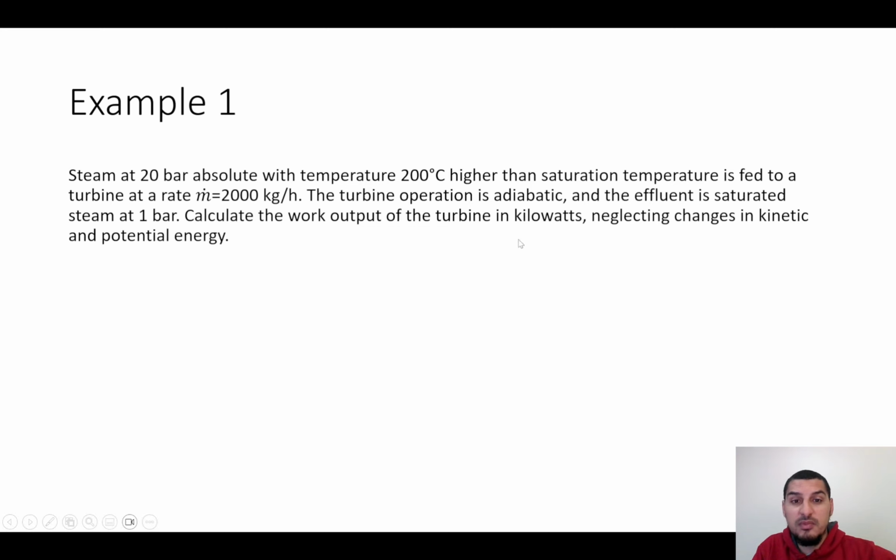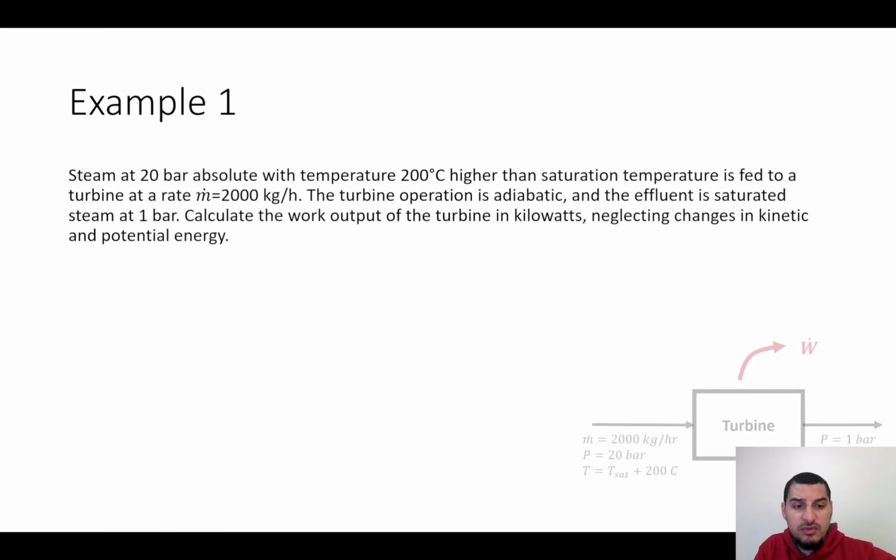So here it's a steam turbine. It operates using high pressure steam, and the turbine operates adiabatically. We said before that adiabatic means there is no heat loss. And the effluent is saturated steam at 1 bar. Of course the steam will lose energy because it has high pressure and then it's turning the turbine, so the energy is lost and converted to output work. We need to get the output work in kilowatts, neglecting the changes in kinetic and potential energy.